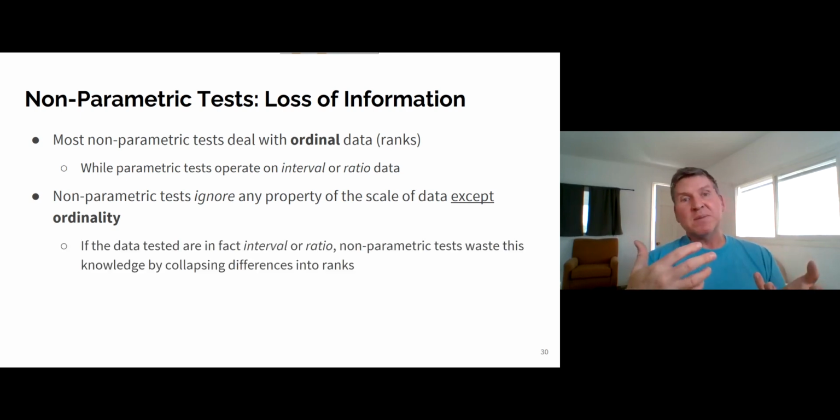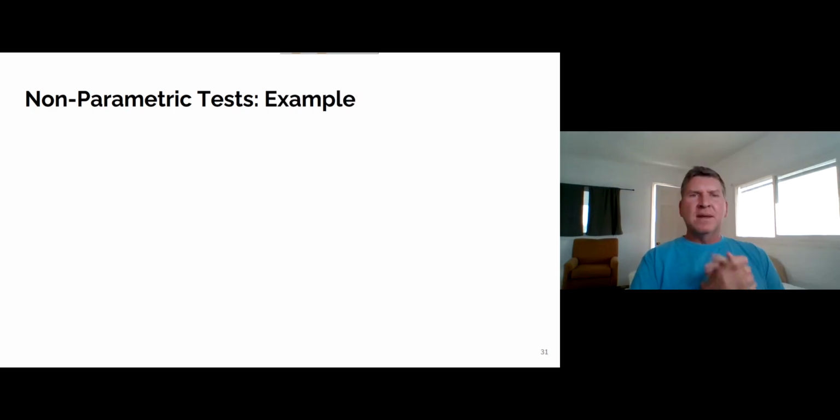So it is possible, if we had interval and ratio data, to do a non-parametric test, but it's kind of a waste. It's like having a Ferrari and then using it to go through a neighborhood where the top speed limit is 25 miles per hour. It just doesn't make sense to do that given the fact that we've got all these additional tools available to us. Let's look at an example of a non-parametric test.